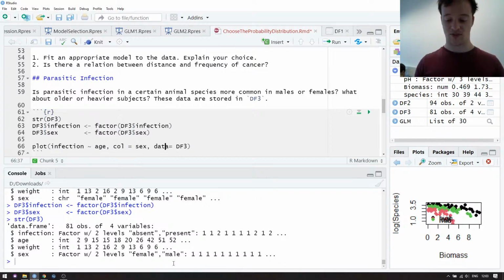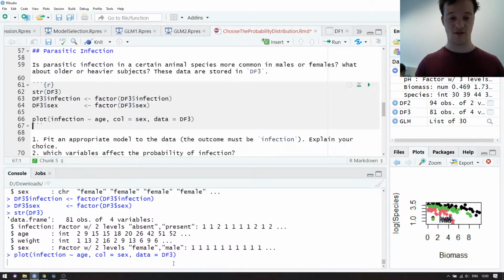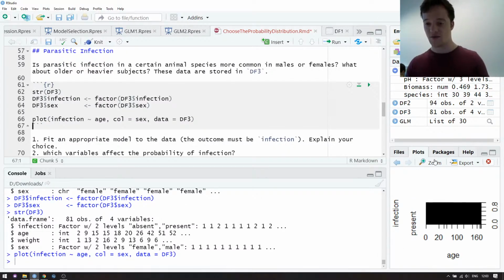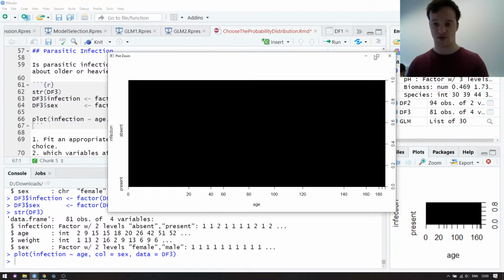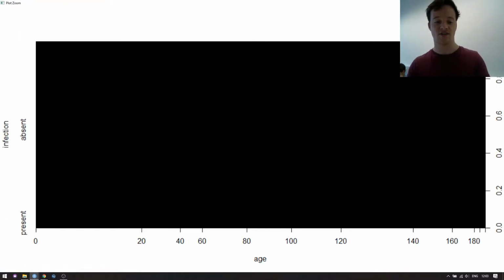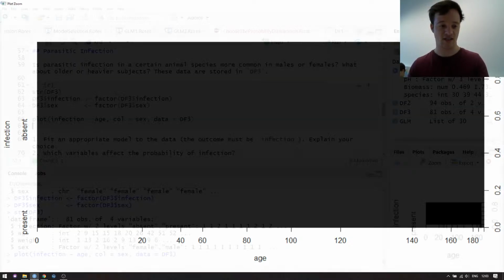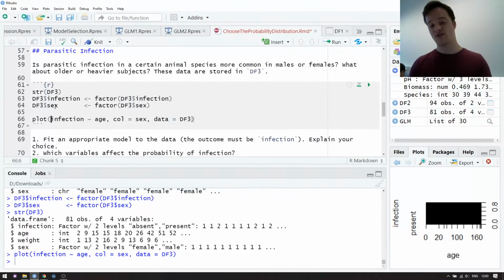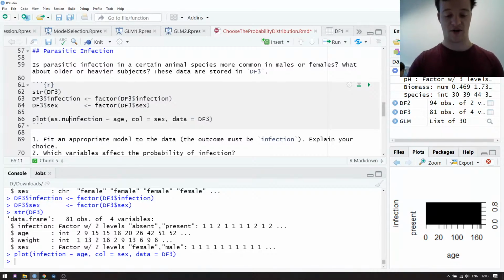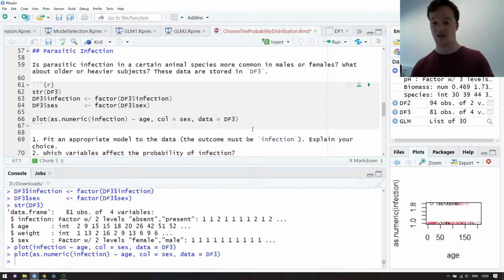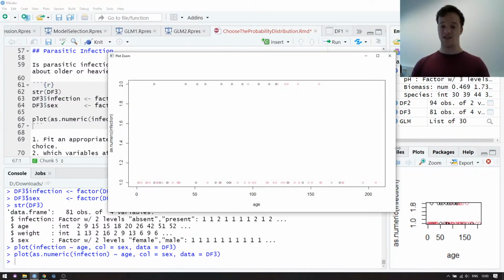Okay, what happens if I plot this? Let's first see whether it works at all. It does, but this is probably not what we want. Yeah, so why does this happen? It just shows absence and presence and colors in both black. Very useful, thank you very much, R. Let's try something else. Let's force this to be numeric. As numeric infection. What does it look like then? Also not great, but at least we have the actual data plotted here, right?